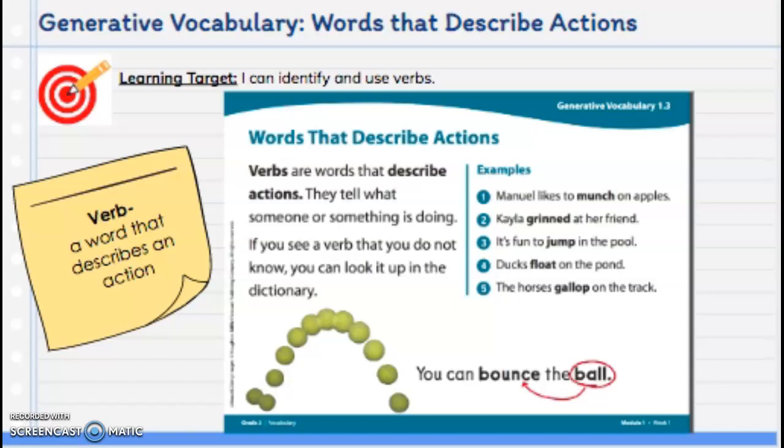Ducks float in the pond. Float is a verb because it's an action word. The horses gallop on the track. Gallop is a verb. You can bounce the ball. The ball is the noun that is doing the action. Bounce is the verb in this sentence. It is the action word.